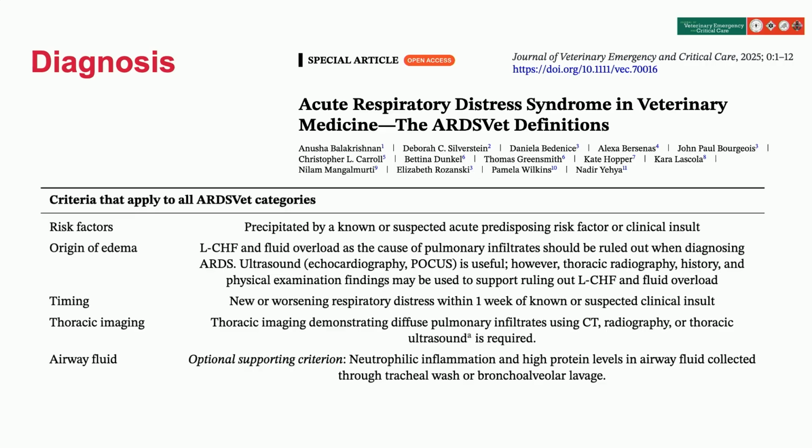The optional supporting criterion is one that is unique to veterinary medicine. This is not a part of the human ARDS definitions, and it is talking about identification of inflammation in airway fluid samples, so tracheal wash or bronchoalveolar lavage. That can support the diagnosis, but doesn't need to be found in order to diagnose these patients. And certainly not every patient that has ARDS will necessarily have airway fluid collected, although it might often be quite a good idea, and I will talk about why that is in a coming slide.